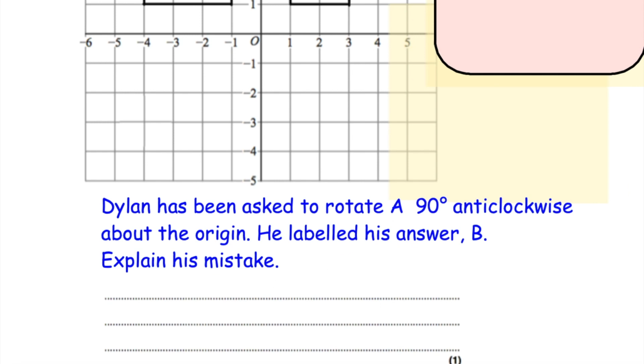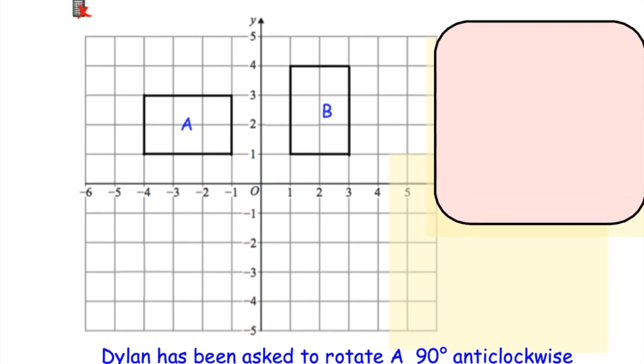Explain his mistake. So he's meant to have rotated A 90 degrees anti-clockwise, so we're meant to be going this way, 90 degrees anti-clockwise about the origin. So let's put a cross on top of the origin, and let's actually rotate A 90 degrees anti-clockwise and see where it would go. So let's get our tracing paper and put it over the center of rotation and A, and let's actually rotate the shape like Dylan's meant to and see where the answer should be. And then after we do that, we might actually know what he's done wrong.